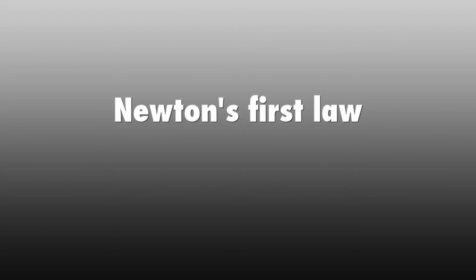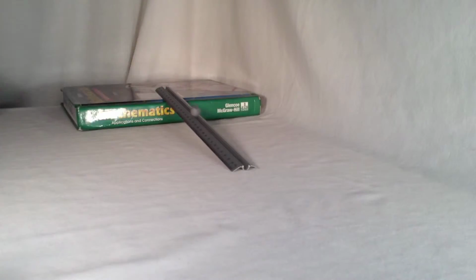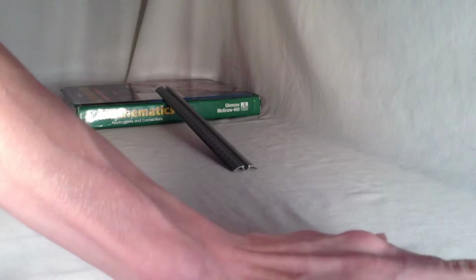Newton's first law. Newton's first law is objects at rest or in motion remain at rest or in motion unless acted upon by an unbalanced force. This ball is at rest. My finger is the unbalanced force. I push it, it's not at rest anymore. This object is in motion until I stop it with an unbalanced force.